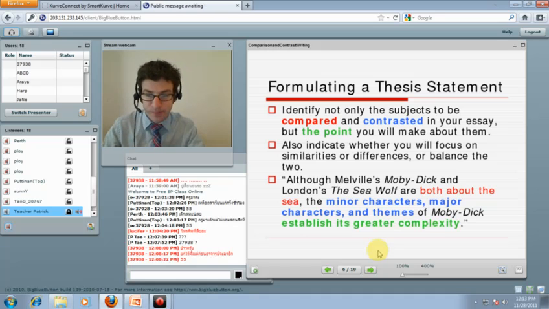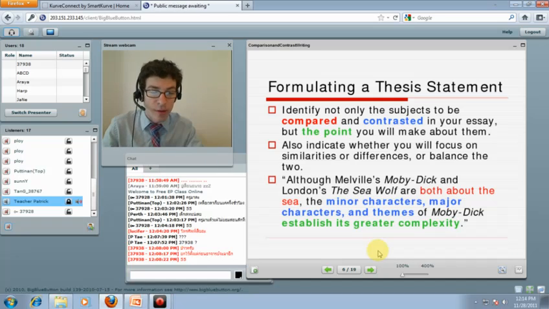3 things. Next, also indicate or say whether you will be focusing on the similarities or differences or the balance between the two. Once again, we said earlier, if you're talking about similarities, say it. If you're talking about differences, say it. If you're talking about both, say it. State what you're going to do. This not only will help your reader understand what you're writing, it will help you write it because you will have a guide to what you're going to say later.